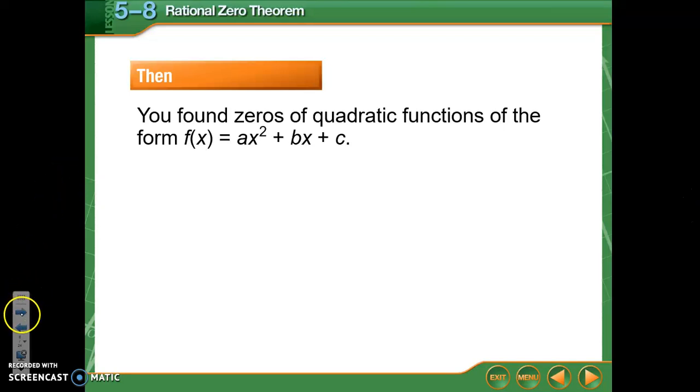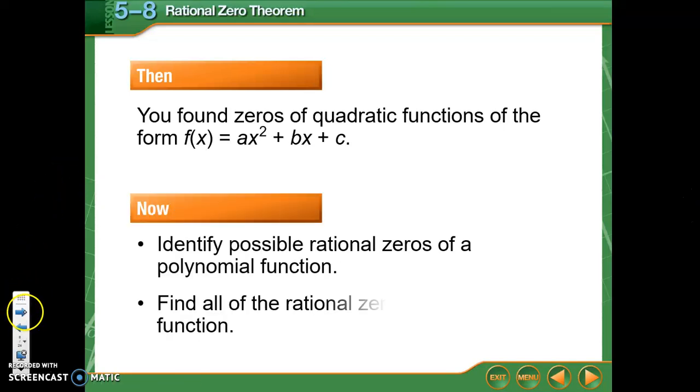Hello, Algebra 2. This is the last section of Chapter 5. It's called the Rational Zero Theorem. This is just another tool that we're going to have for when we need to graph and find the zeros of polynomial functions. If you think back, we've talked about the factor and the remainder theorems.